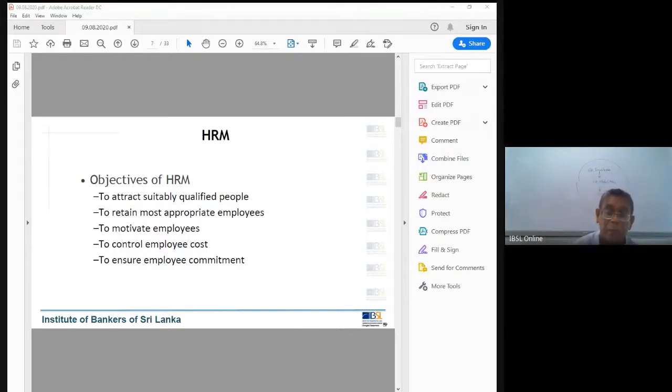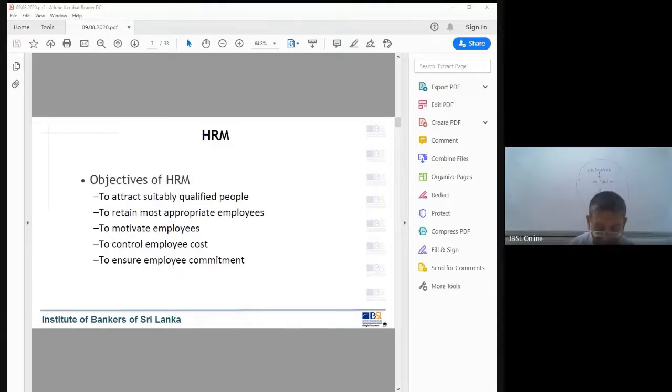How many people do you need? Now, most of the time you face this: a branch needs 10 people, but only 5 are there, and they say there are no people. What is that? Poor planning. Poor HR planning, human resource planning. We need to understand.